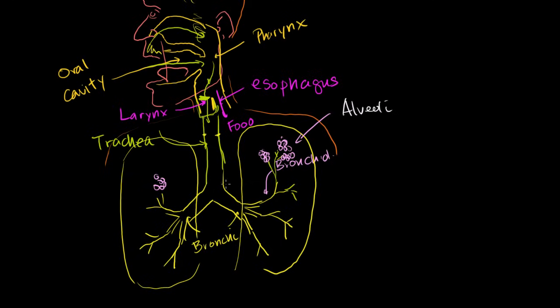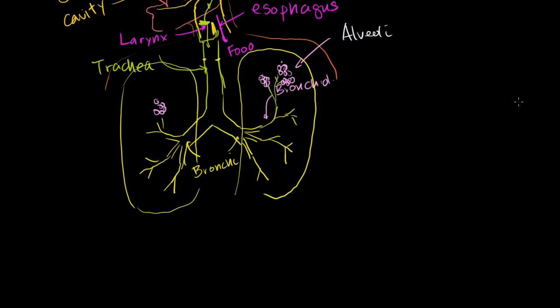So I've used a lot of fancy words, but the general idea is simple. Air comes in through a pipe. The pipe gets thinner and thinner and thinner, and they end up at these little air sacs. And you're saying, well, how does that get the oxygen into my system? Well, the key here is that these air sacs are super small and have very, very thin walls, or I guess thin membranes. So let me zoom in.